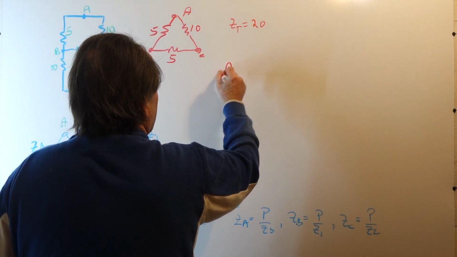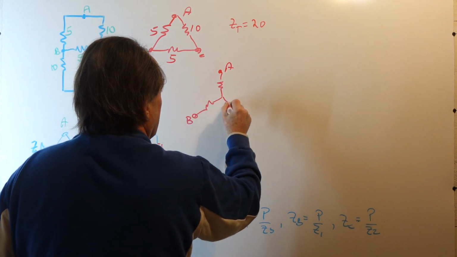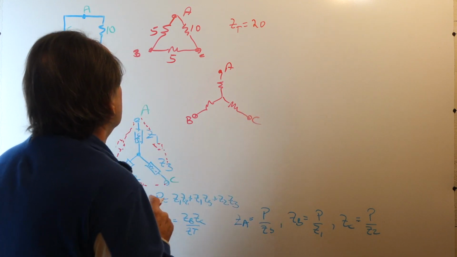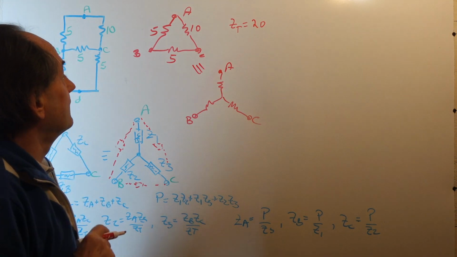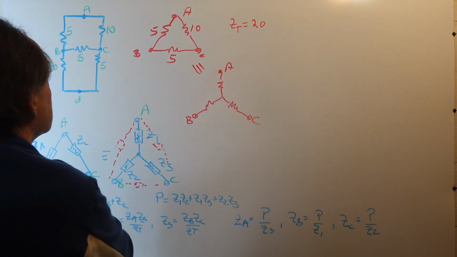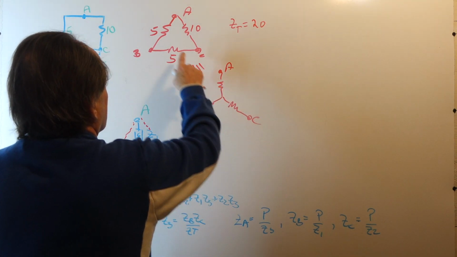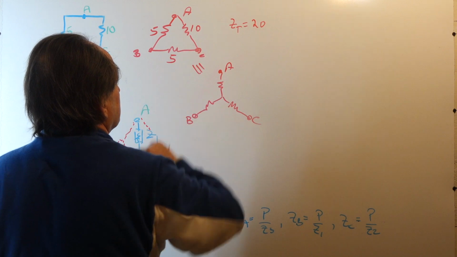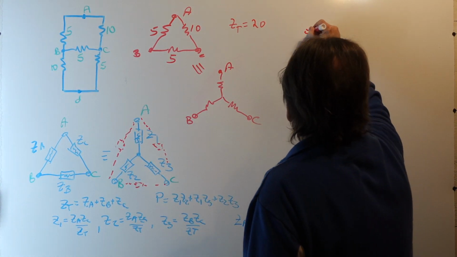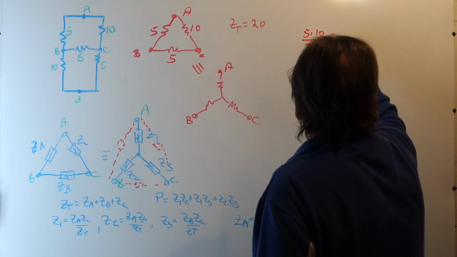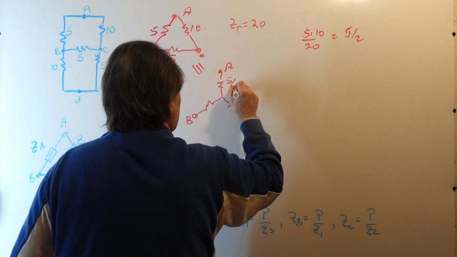So here's A. Here's node B. Here's node C. So I want to convert this delta into a Y. So here are my conversions. I want to find Z1. Well, Z1 is the product of 5 and 10 divided by ZT. So let's take 5 times 10 divided by 20, and we see 5 halves. So this value is 5 halves.